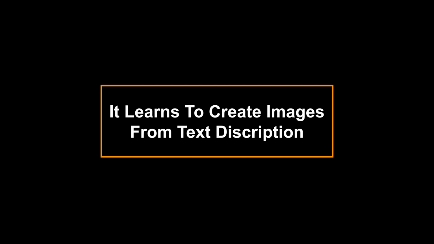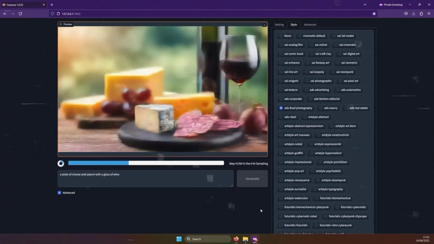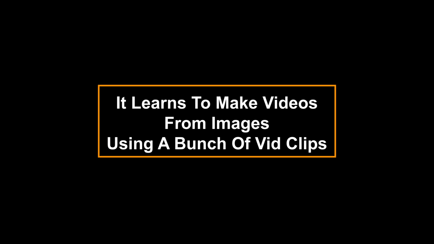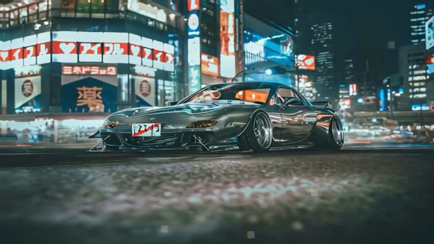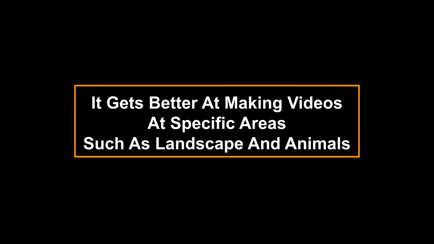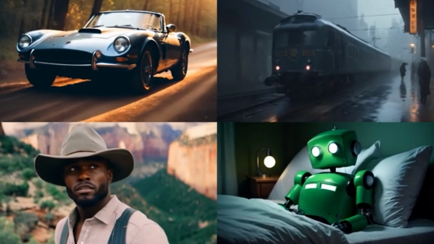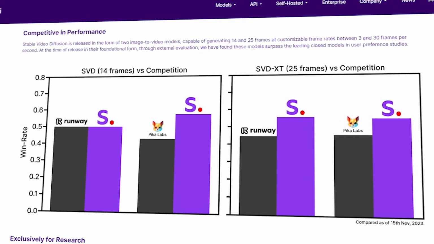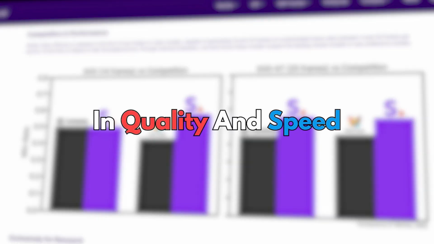Now the 3 steps with the help of which Stable Video Diffusion creates videos are: first, it learns to create images from text descriptions by using a big collection of text and image pairs. With the help of this, it can understand the meaning of text and what the images look like. The second is, it learns to make videos from images using a bunch of video clips. This teaches it a lot about how things move or change over time. And the third is, it gets better at making videos in specific areas like landscape or animals. This improves the variety and quality of the video. And this is why it beats all the older models from companies like Runway, Pika, etc. by being better in quality and speed.